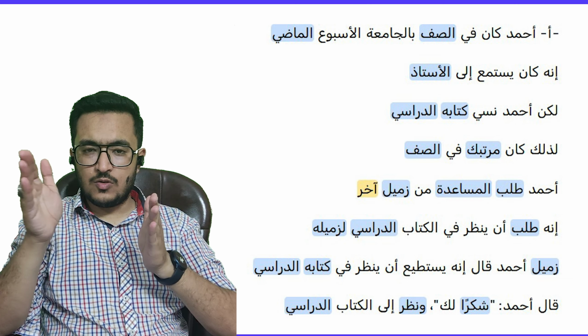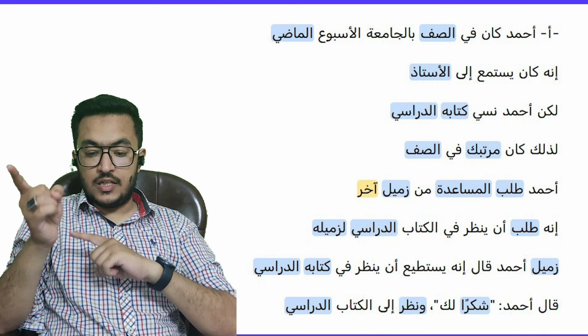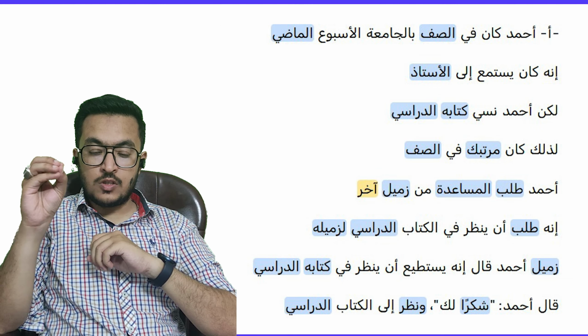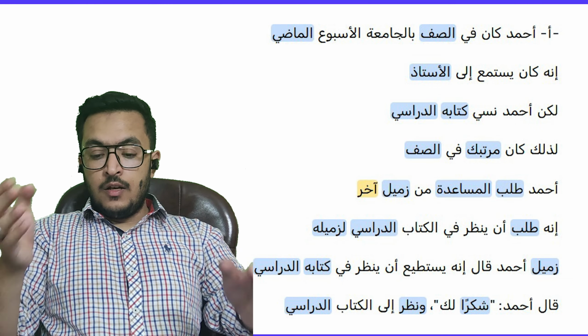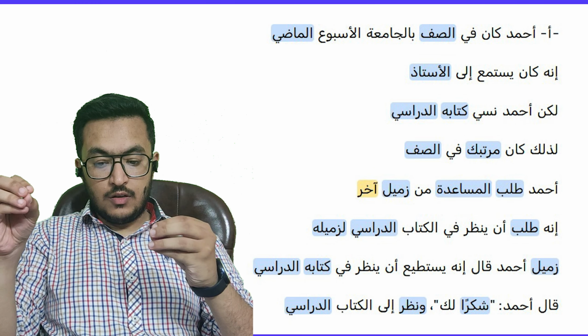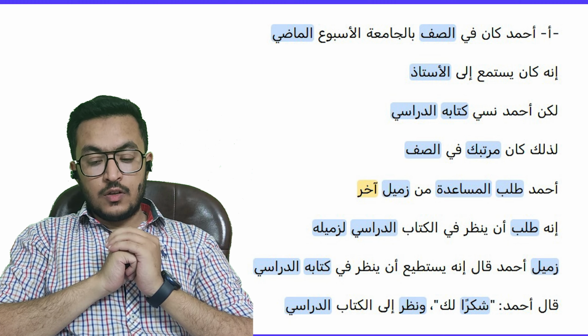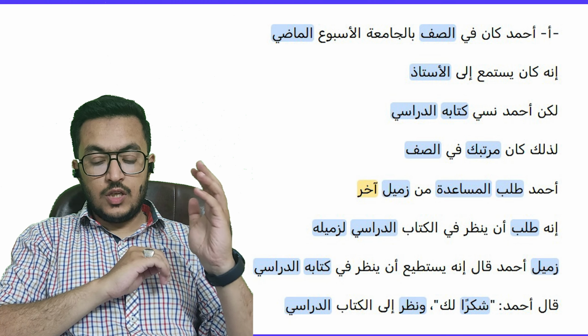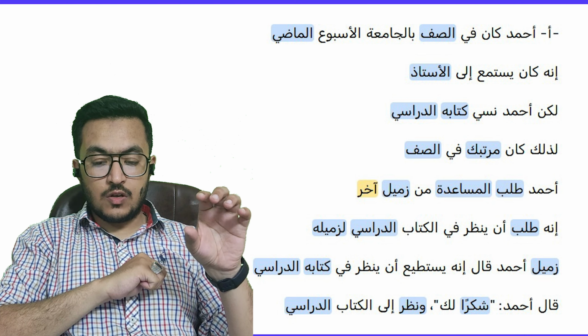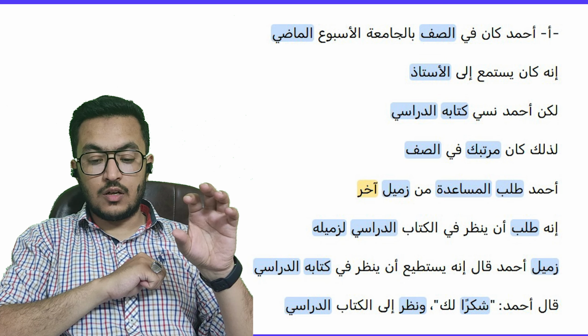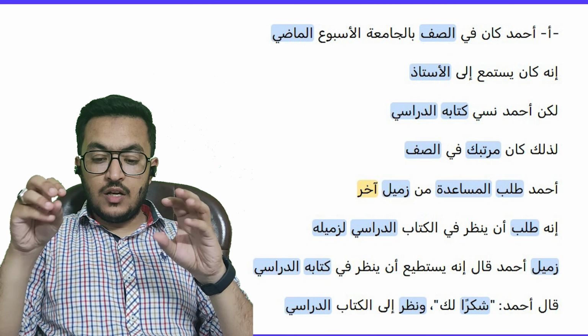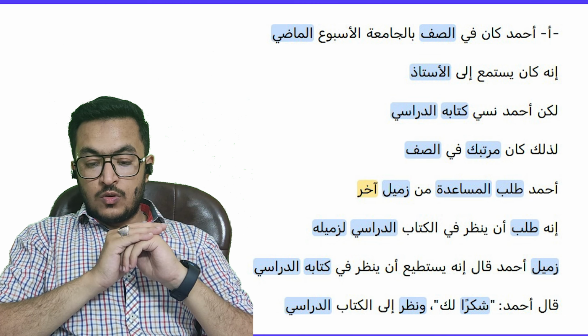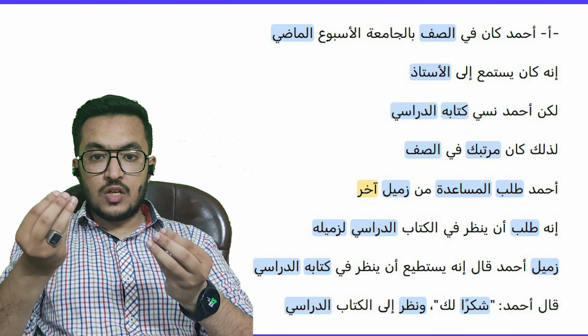لذلك, hence, كان مرتبك في الصف. Hence كان was مرتبك, confused, في in الصف, the class. He was confused in the class. لذلك كان مرتبك في الصف. So مرتبك means confused.